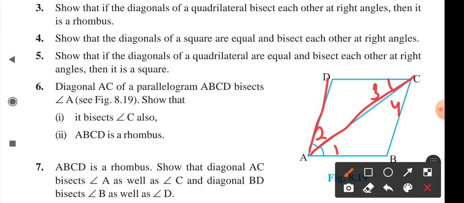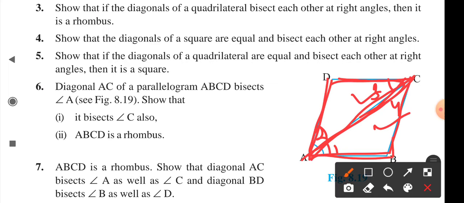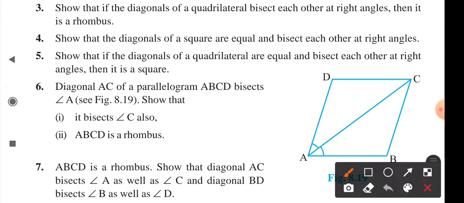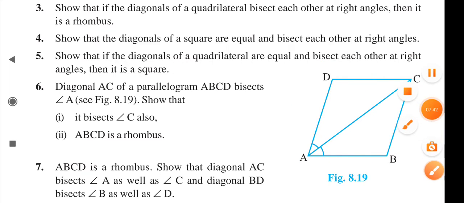In these two triangles, you can apply ASA congruency, because angle 1 is equal to angle 2, angle 3 is equal to angle 4, and this side is common. So from ASA congruency these two triangles are congruent to each other. And by CPCT, these sides will be equal to each other. So by this we can say that it is a rhombus.